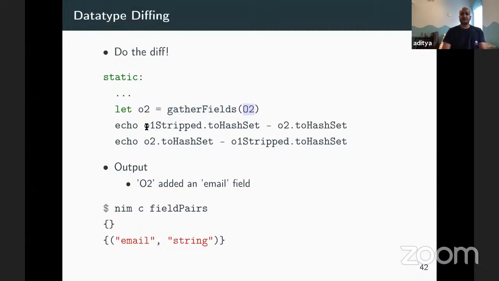And figuring out what's different and what's the same is just using your standard set library that comes with the standard library of Nim. So it's just taking O1, converting it to a set, and finding the intersection of that set with this set O2. And again, the intersection of the set O2 with the set O1. So what this is telling you is that there's nothing in O1 that is not in O2. But inside of O2, there is an email field of type string that is added.